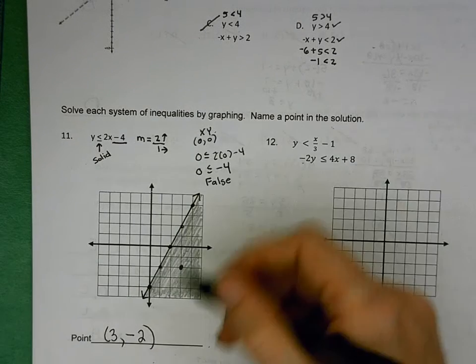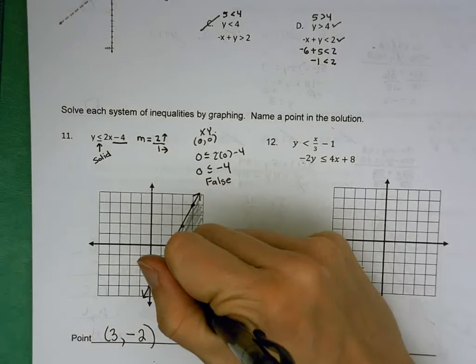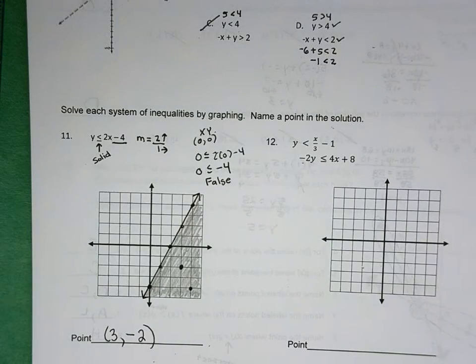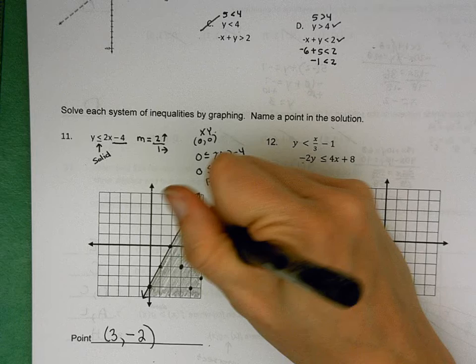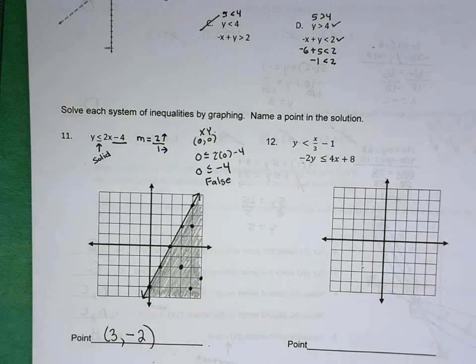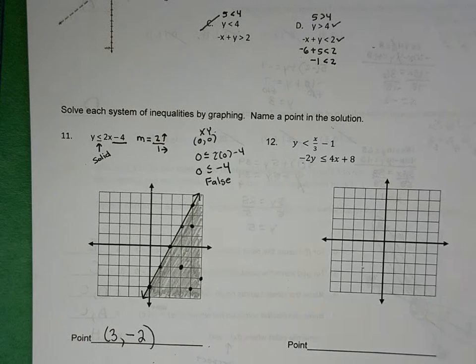I could pick this one down here at 4, -4. Or this one here at 5, -3, or this one up here at 4, 2. Right? Any of them would work. In this particular case, you could even pick one on the line, because one on the line would be true as well, because it's a solid line. Remember, if it's a dashed line, you can't pick those points, but if it's a solid line, you can pick it.